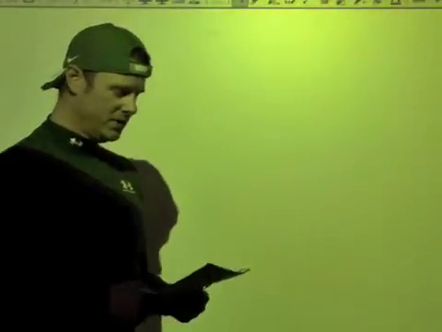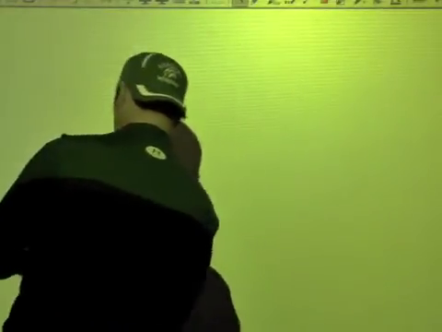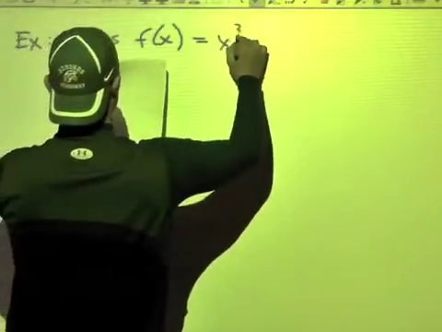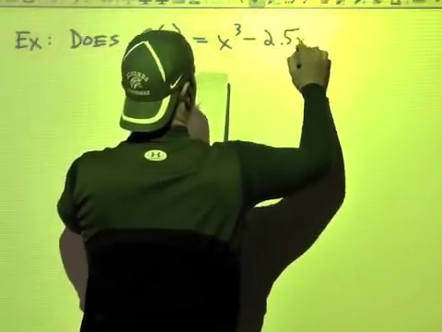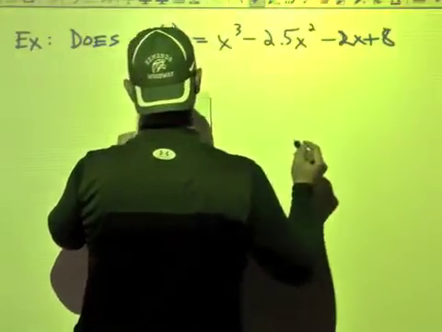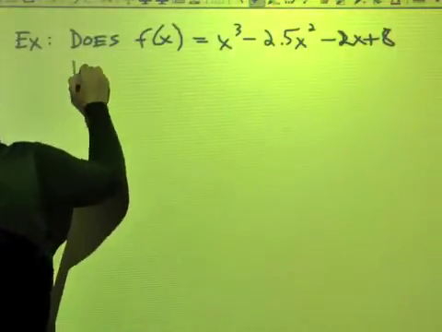Okay, another thing you're going to be asked to do, and this is a typical AP question: not only are they going to ask you to do simple things like that, but they will give you other questions that essentially make you do the same work, but twist the words and make it a little bit confusing. So here's an example of a problem that you would see on the AP exam. They would say, does the function f of x equal x cubed minus 2.5x squared minus 2x plus 8 have any horizontal tangents?